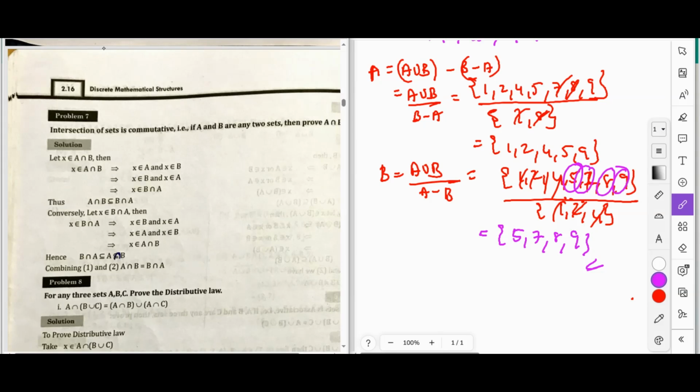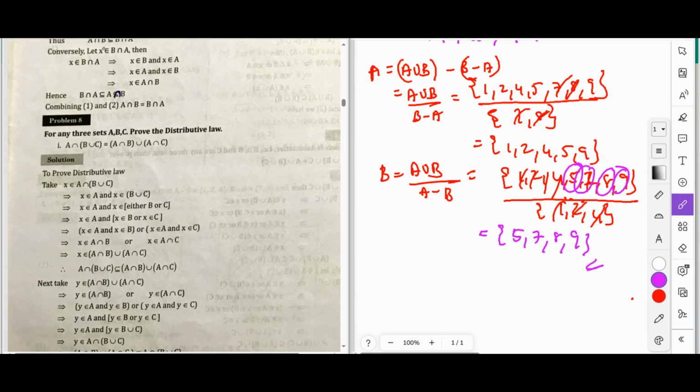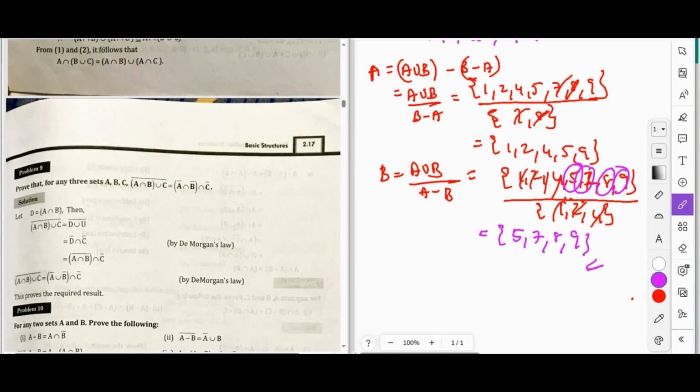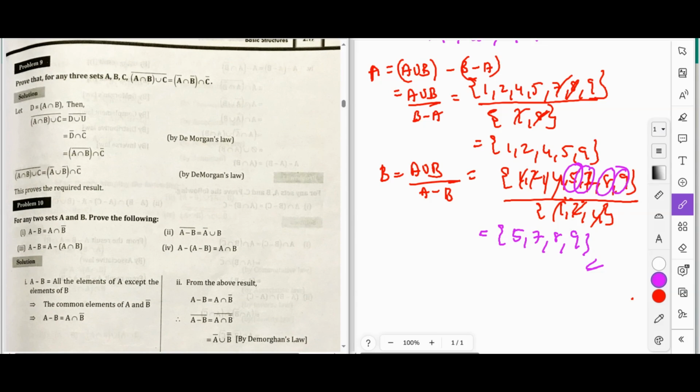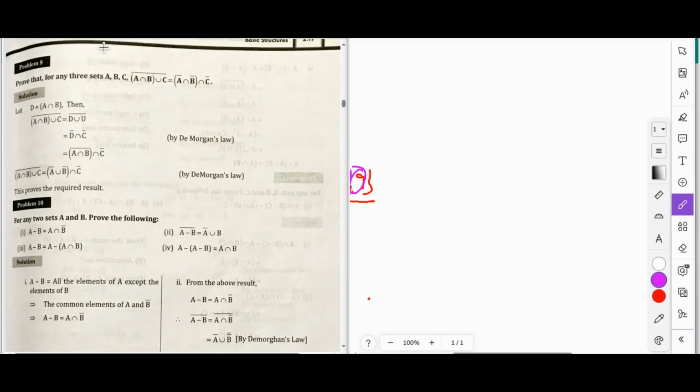Just go through it. If you have any doubts, you can write in the comment box. Distributive property, all those are there. Just go through it. Then they will give you this type of problem, where you will be solving by using the properties which I have discussed in an earlier class.